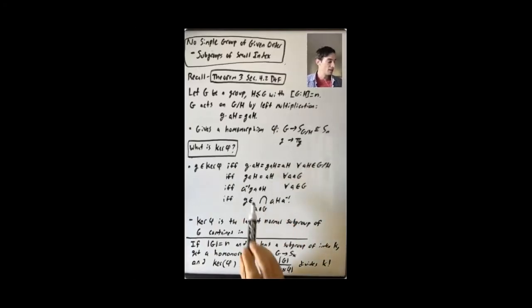And now this is the same thing as saying a inverse g a is in H for all a in G. And this is the same thing as saying that g is in the intersection as we go over all elements a in G of aHa inverse. So this description of the kernel leads to the description that the kernel of phi is the largest normal subgroup of G contained in H.